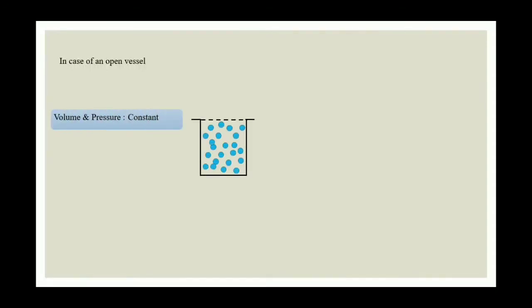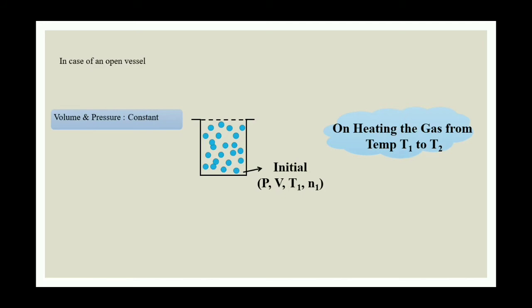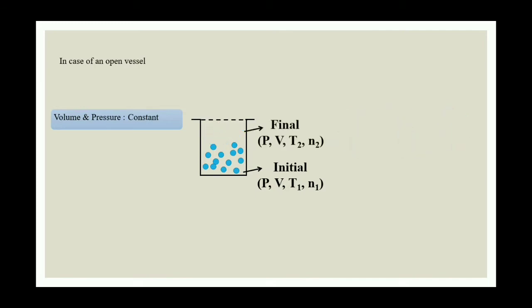Consider an open vessel. For an open vessel, the volume and pressure will remain constant. Pressure will be equal to atmospheric pressure, and the volume we can consider as the volume of the container. If I heat this gas from a temperature T1 to temperature T2, what is going to happen? Yes, the gas molecules will be escaping into the atmosphere. So what is going to happen? The number of moles will decrease from N1 to N2. So if I change the temperature from T1 to T2, the number of moles will change from N1 to N2.